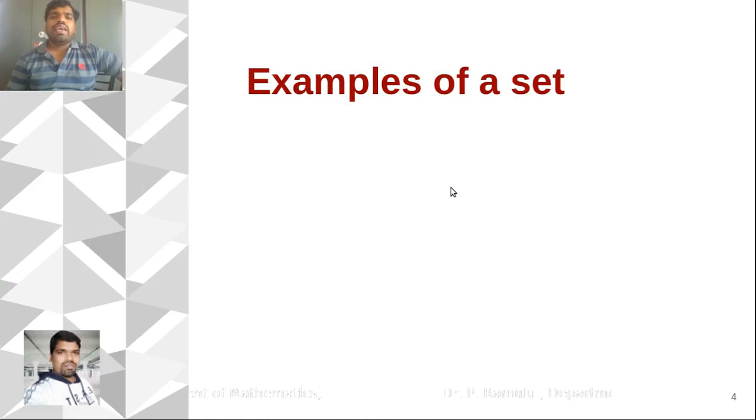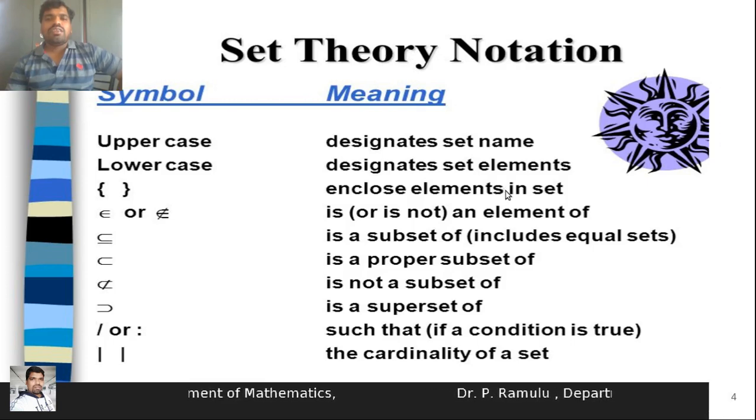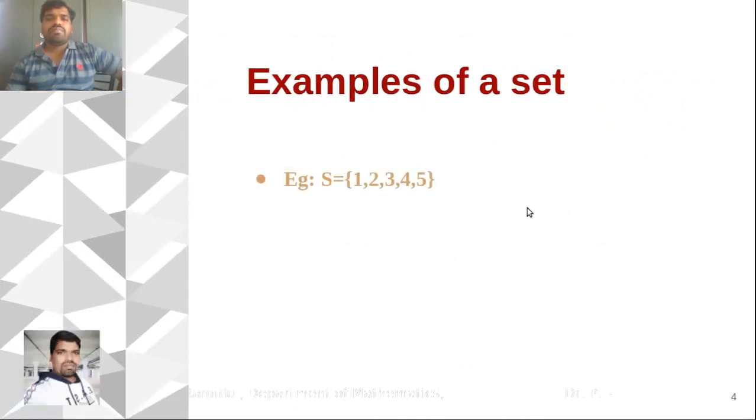Examples of a set. I already mentioned some notations of set theory. What are the examples? If you understand the examples, only then will we understand the definition of a set. A simple example I am writing here: S is equal to {1, 2, 3, 4, 5}. X is equal to {1, 2, 3, 4, 5}. It is the simplest example.